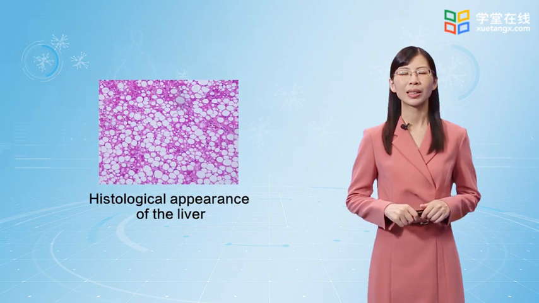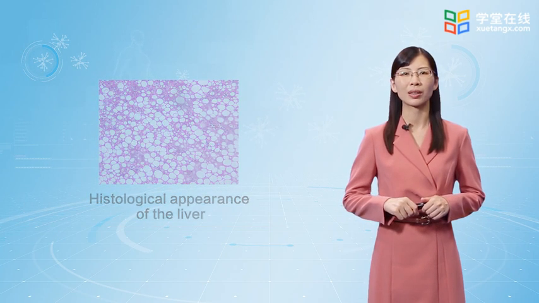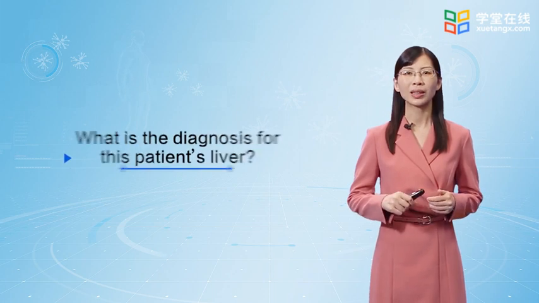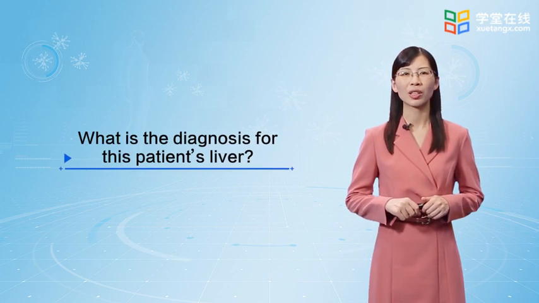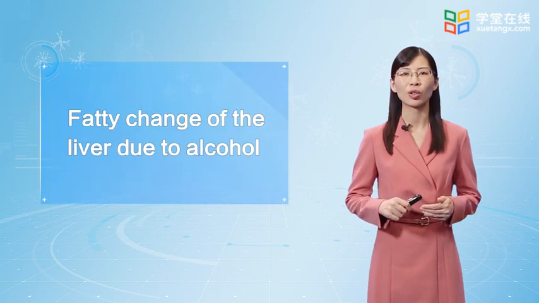Histologically, we can see clear spaces in the cytoplasm around the nucleus. So, what is the diagnosis for this patient's liver? Considering the clinical manifestation of our alcoholic patient and the gross and histological appearance of his liver, the diagnosis is a fatty change of the liver due to alcohol.